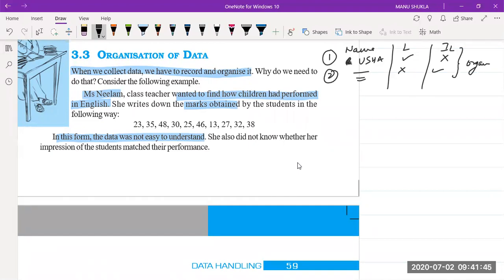Okay. Now see, for example, Miss Neelam, class teacher of some class, wants to find the children's performance in English. So what she did, she wrote their marks like this: 23, 35, 48. So students gave their marks like this. So what do you think? Just seeing the marks, will she be able to understand after 2 days who has done good, who has done bad in the subject?